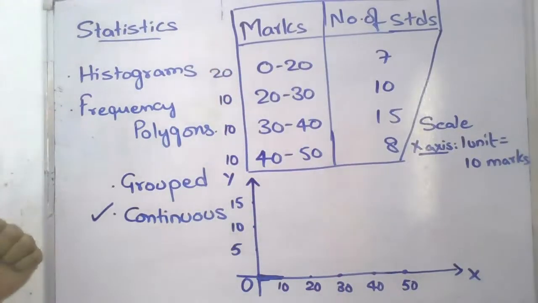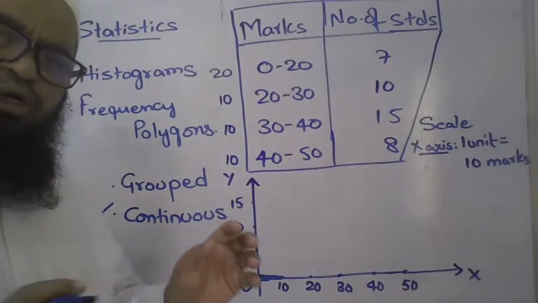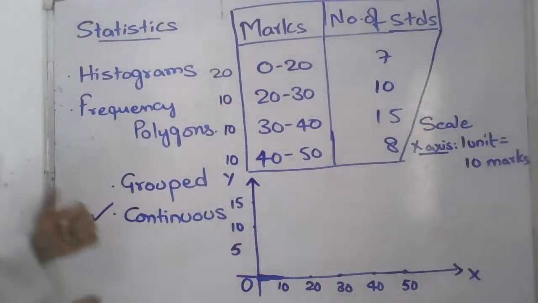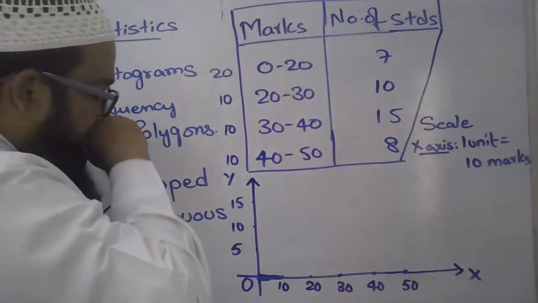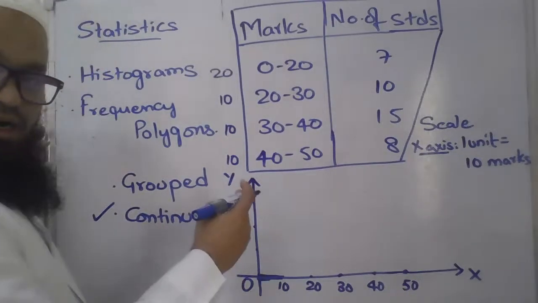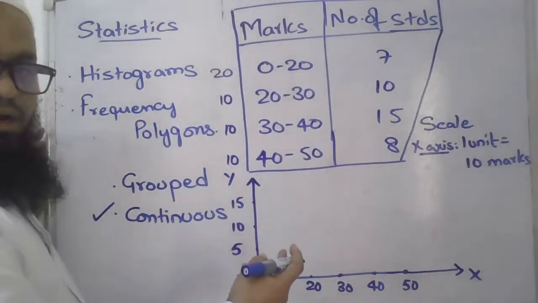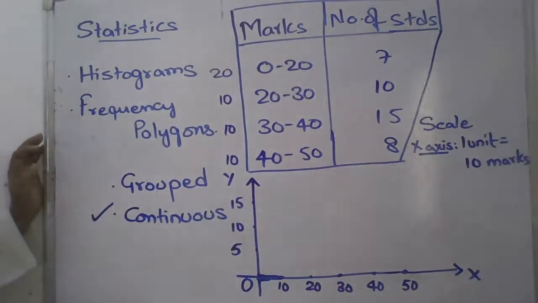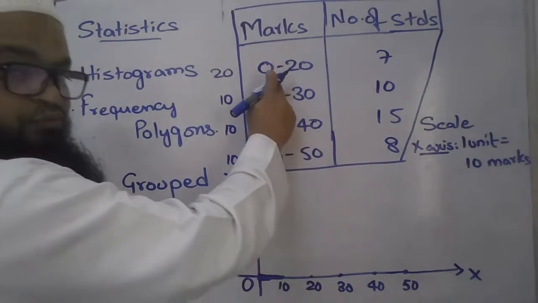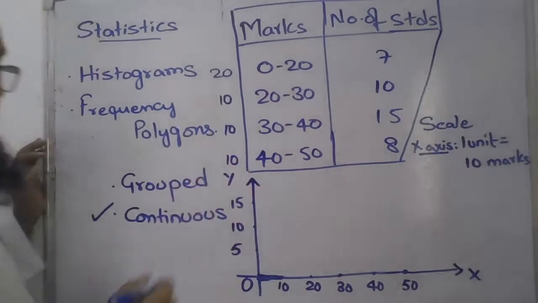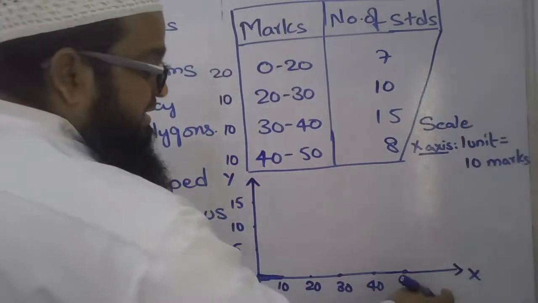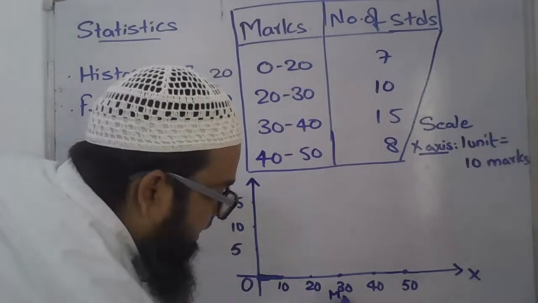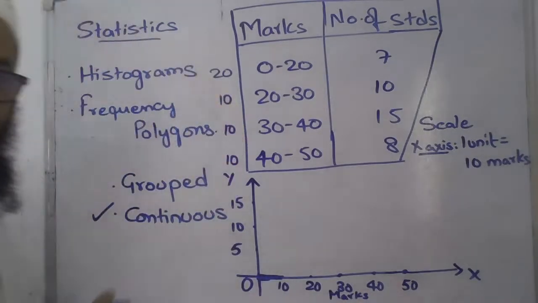Now here, we should understand this also. So I have given 5, 10, and 15. Now what is the first one? Sorry, one more thing. The last thing, on the x-axis, what did you draw? Marks. So you have to write marks here also.